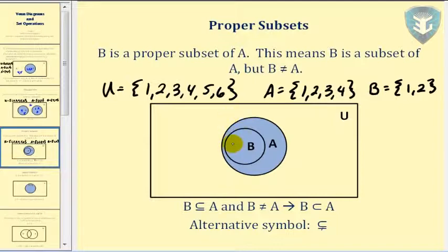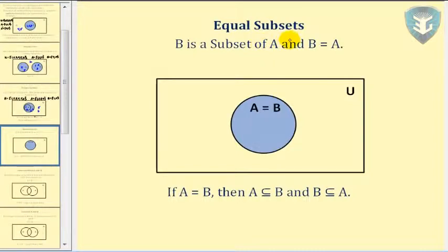So we'd have the elements 1 and 2 inside B that are also inside set A. 3 and 4 would be outside set B but inside set A, and then 5 and 6 would still be in the universal set. And if we have equal subsets, that means B is a subset of A and B is also equal to A. So all the elements in A and B are in the same circle.